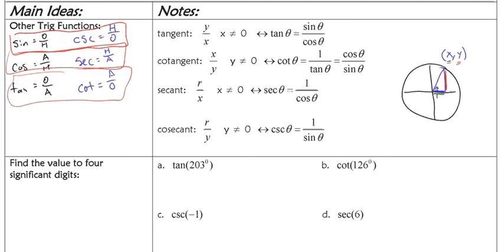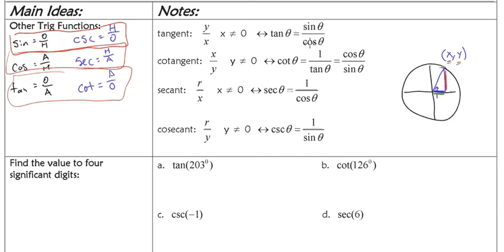So tangent, if we're going to talk about the tangent of theta, that's going to be the sine of theta, which is our y value, divided by the cosine of theta, which is our x value. And that's where this piece here comes from. So tangent of theta is going to be sine over cosine, or the y divided by the x.